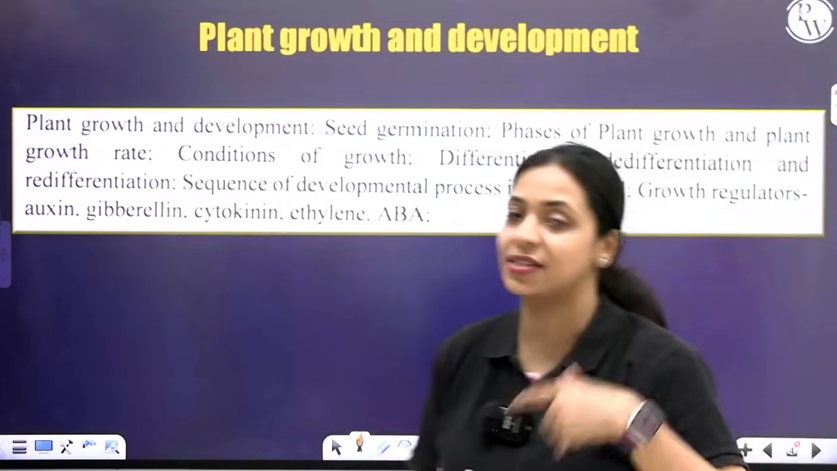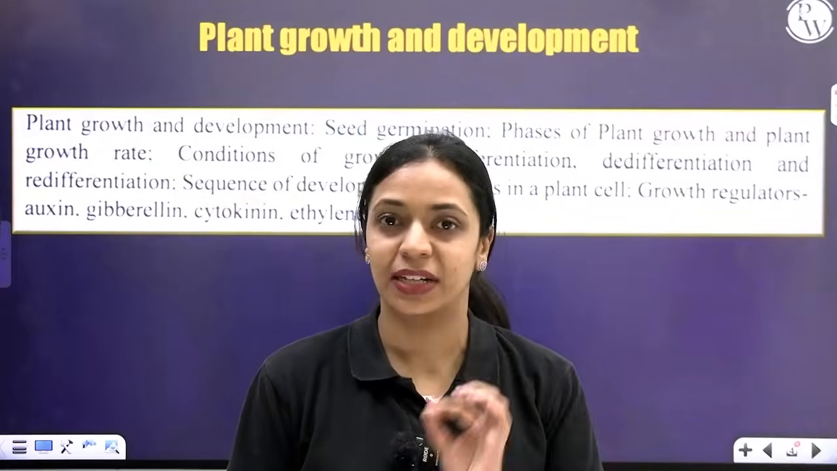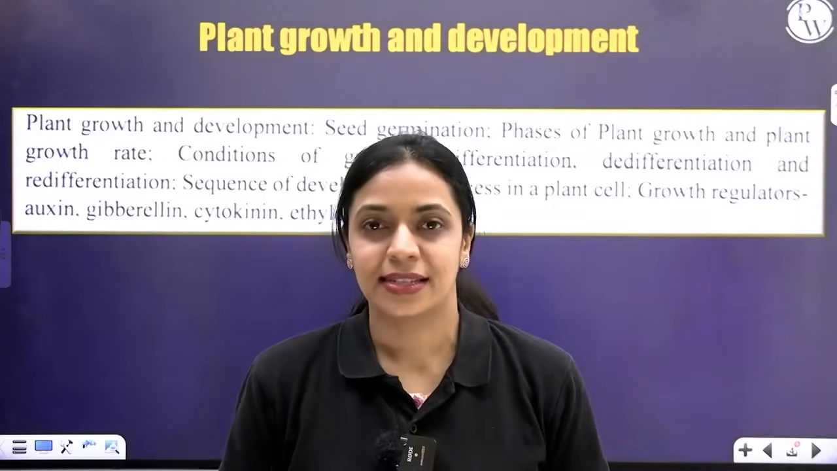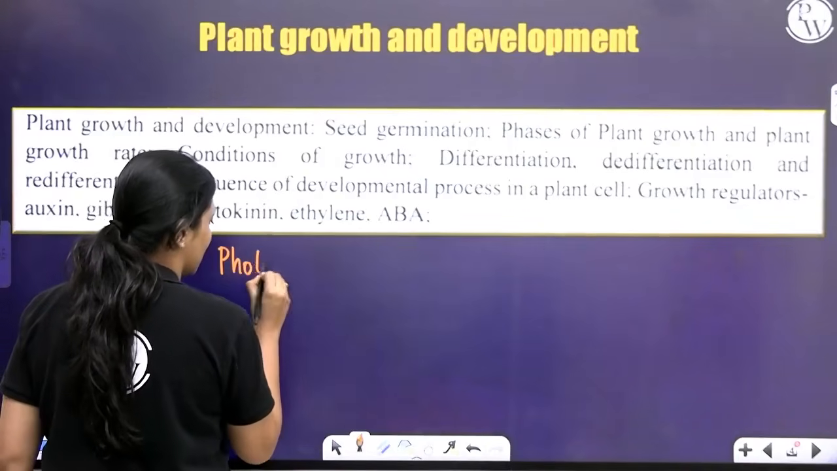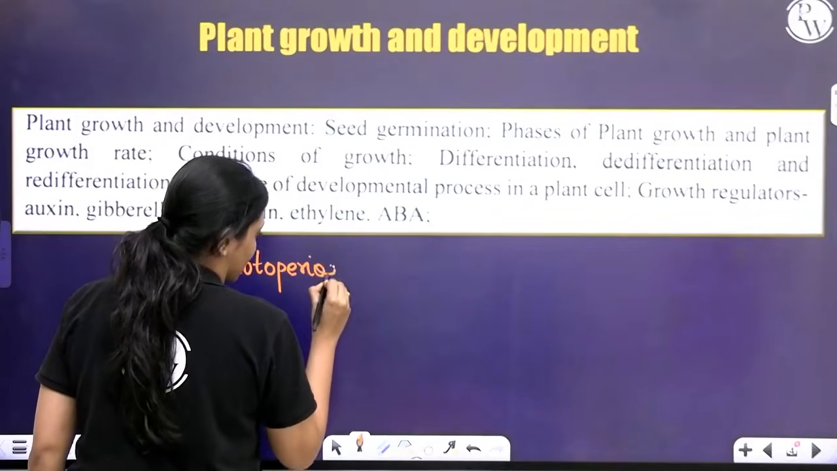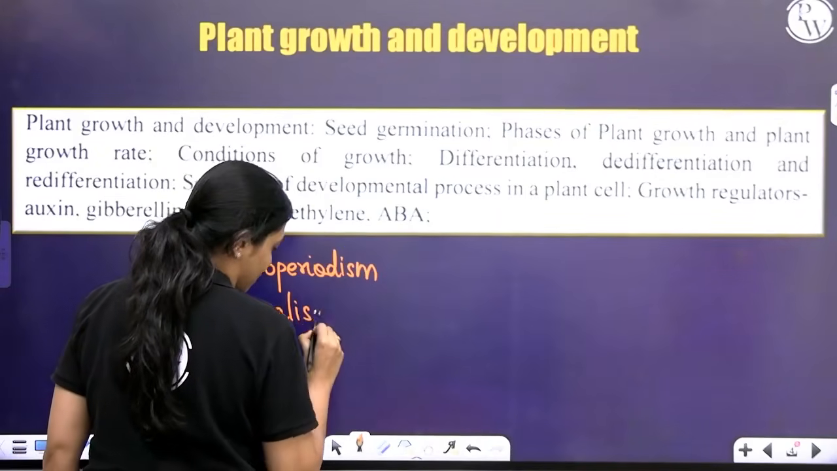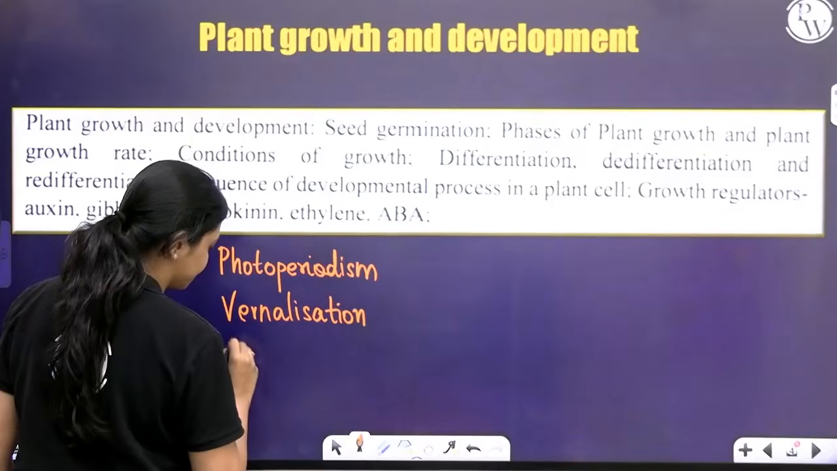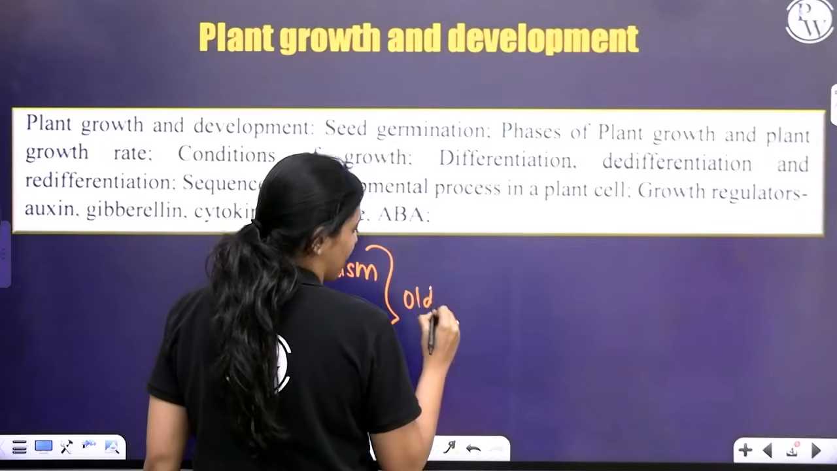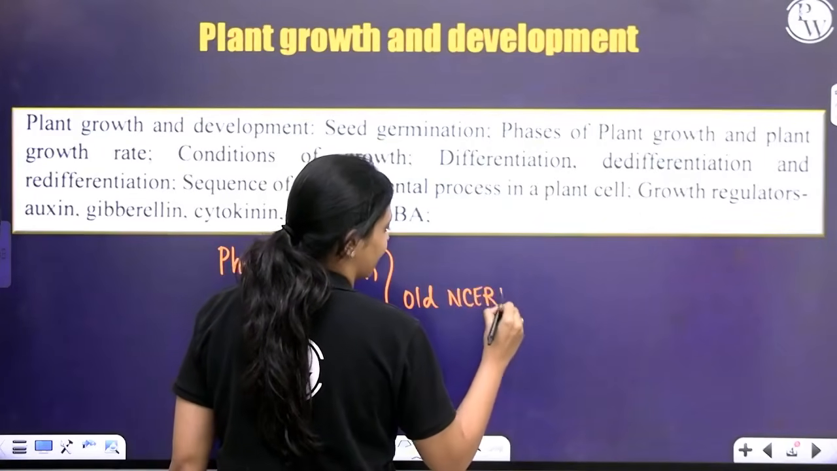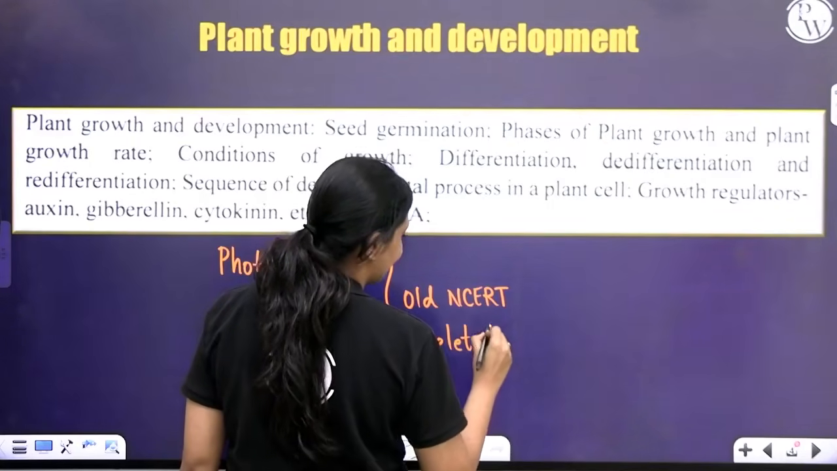So, what about the syllabus? Should you follow the old NCERT or the new NCERT? Either of them will work. Some concepts from this chapter have been deleted after rationalization. It is in the old textbook. There are concepts like photoperiodism, vernalization, and seed dormancy. These are there in the old NCERT, but if you are preparing from old NCERT, ignore these concepts because these are deleted. Everything else is there.